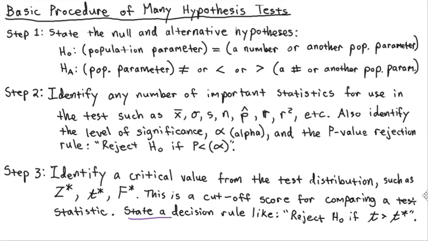And then oftentimes we'll state a decision rule very similar to the one in step 2, where we'll say we're going to reject H sub 0, or H naught, if the test statistic that we're going to see in step 4 is outside of the bounds, oftentimes greater than our critical value of that test statistic.